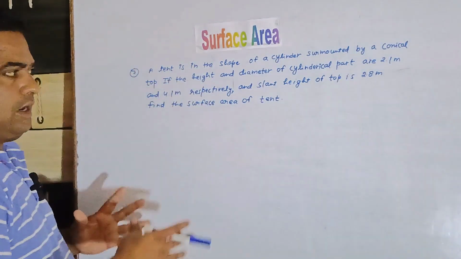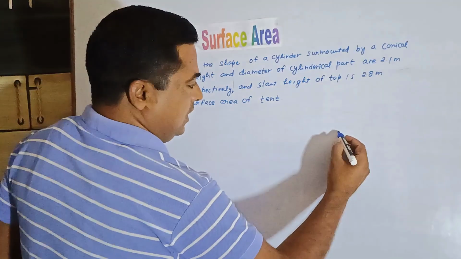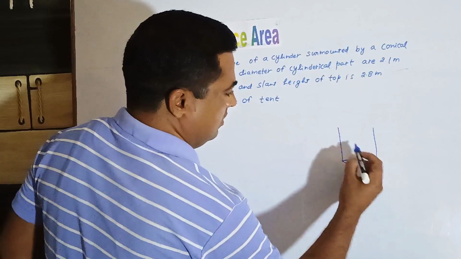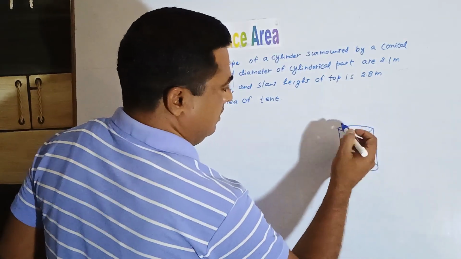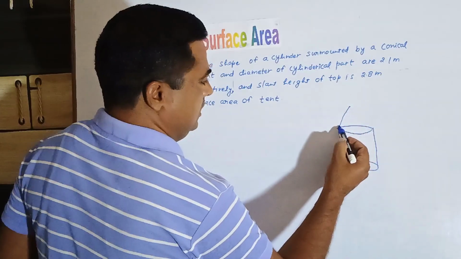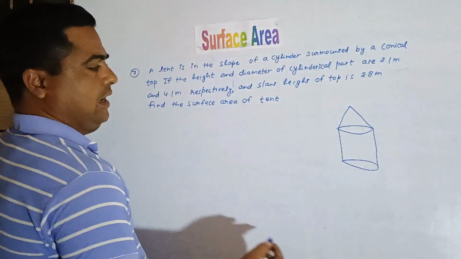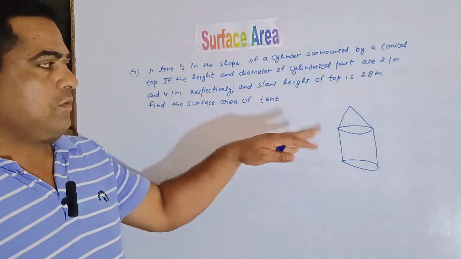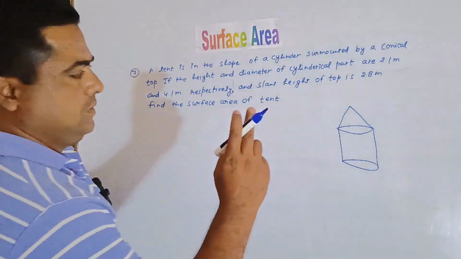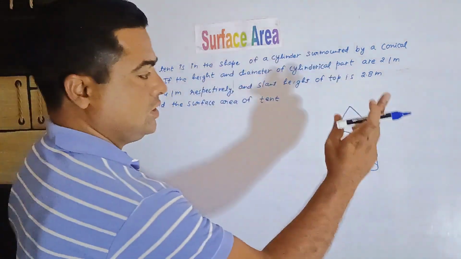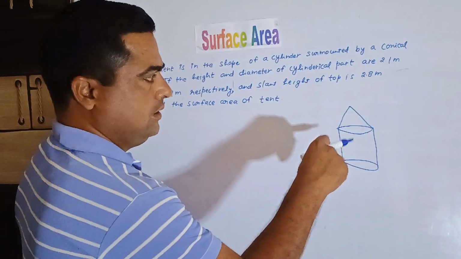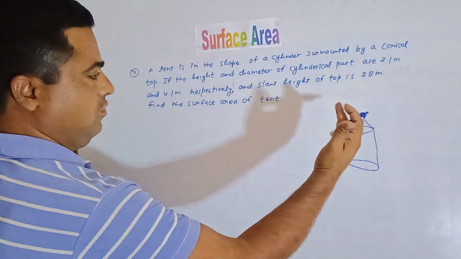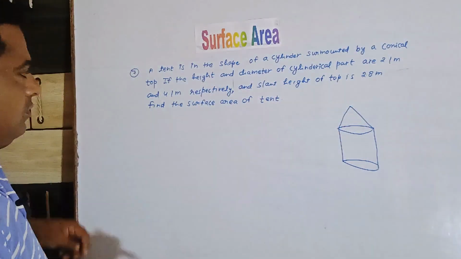We are making a figure according to this data. They are saying that we have a cylindrical part of the tent, and the top of the tent is a cone. Okay, and we are not using cloth in the base of the cylinder. Correct? Students, we will find the total surface area of this tent. How will we find it? If we use the painting concept, we can paint the curved surface area of the cylinder, and the curved surface area of the cone, means we will add both: curved surface area of cylinder plus curved surface area of cone.